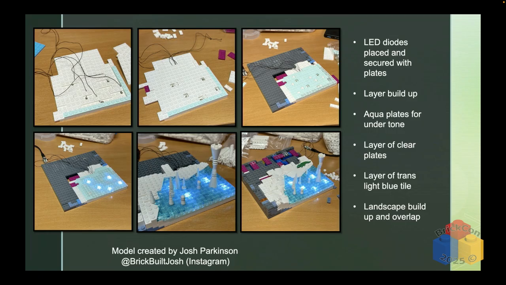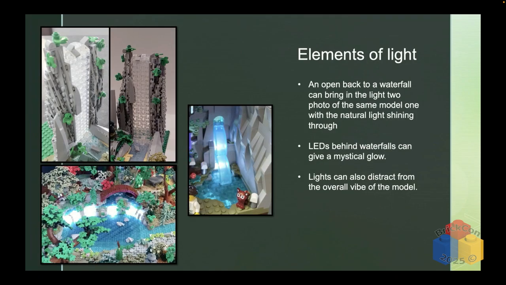Okay, so he has different layers. And you can see the bottom layer has a lot of light diodes and placement, and then spacer pieces. You have a layer buildup, aqua plates for undertone, layers of clear plate, layers of trans light blue tile, and then landscape built up over the overlap over the tile. And it was just a beautiful example.